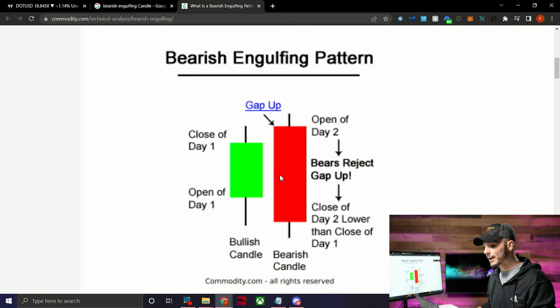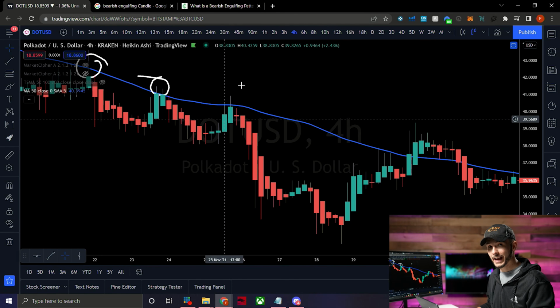And that is where you have a red candle completely engulfing a green candle, right? So you can see here with bearish engulfing candles, you have this red candle that completely swallows up this green candle. This indicates that price could be on the verge of a downtrend. So this is just another candlestick pattern that you can look for while you're approaching the moving average, right?